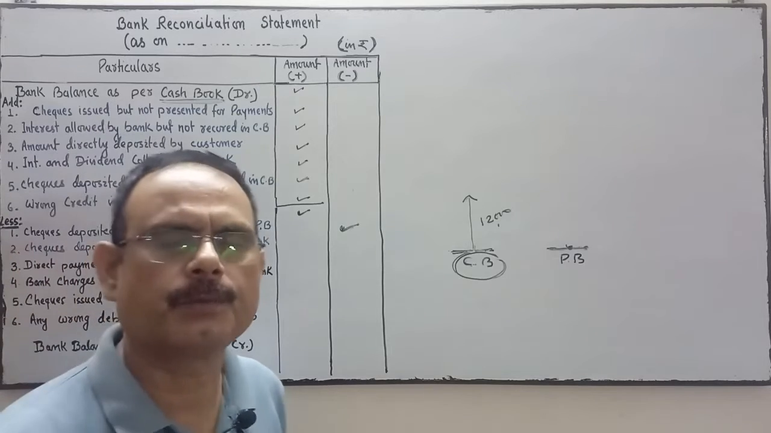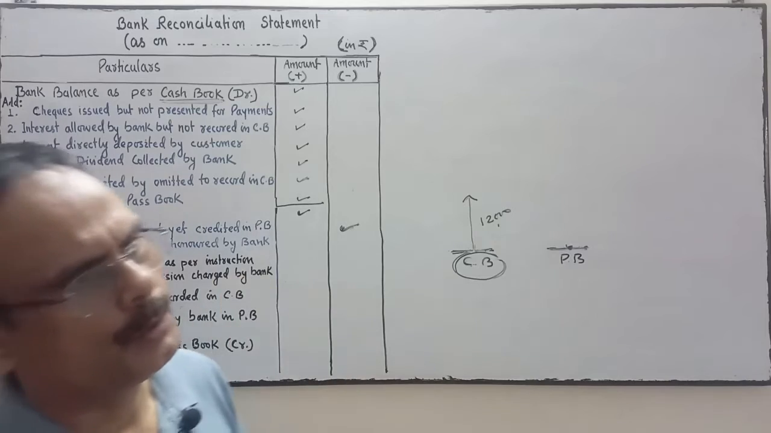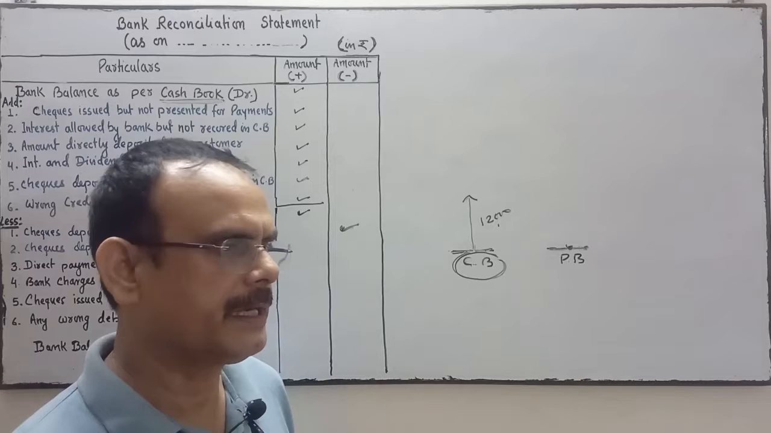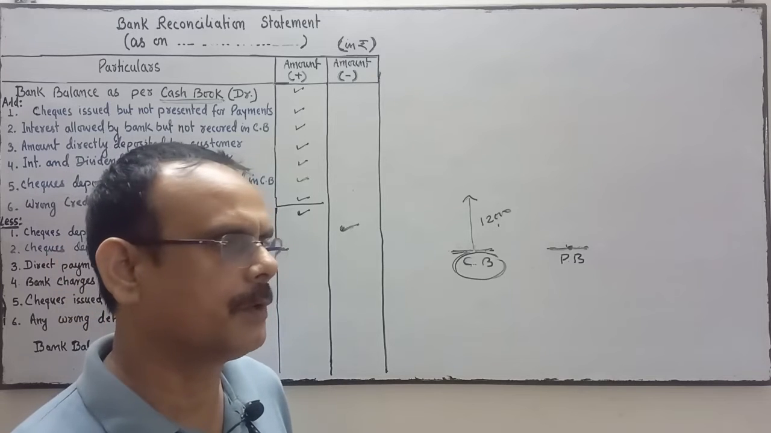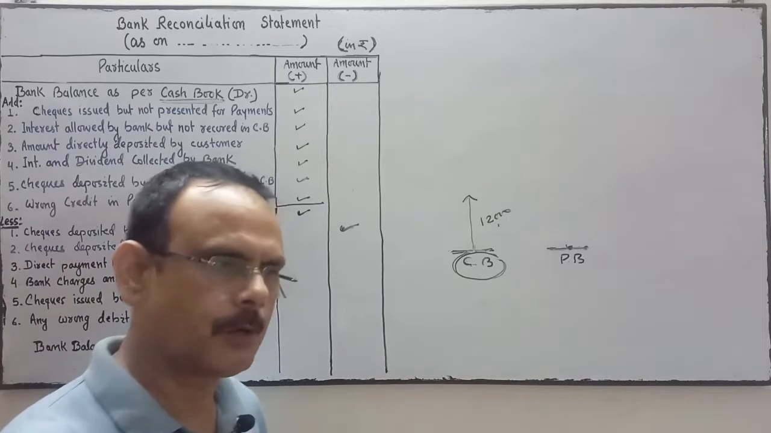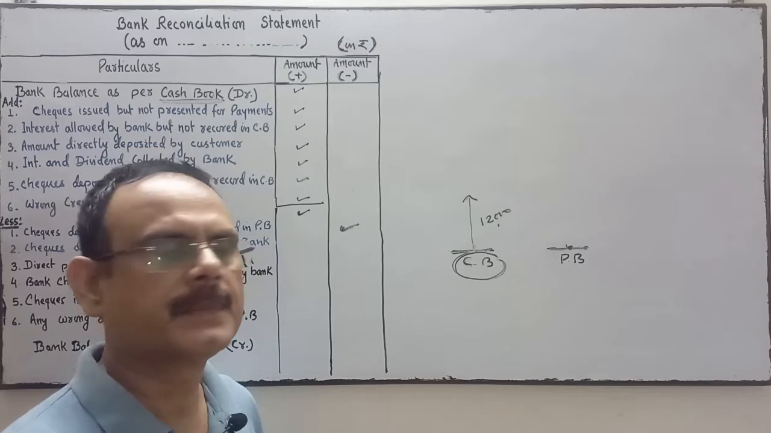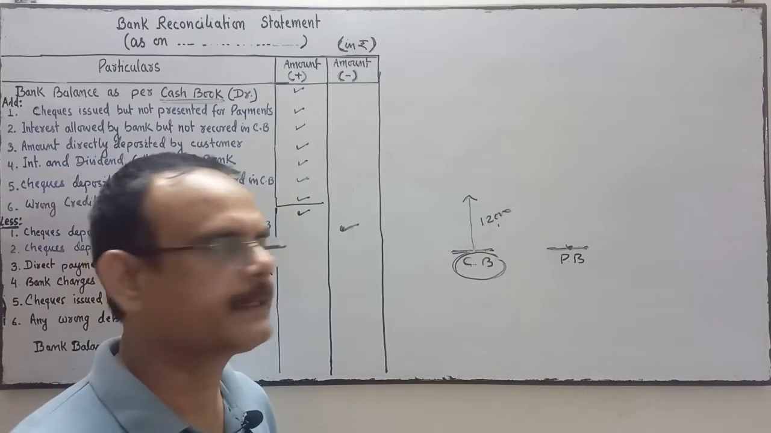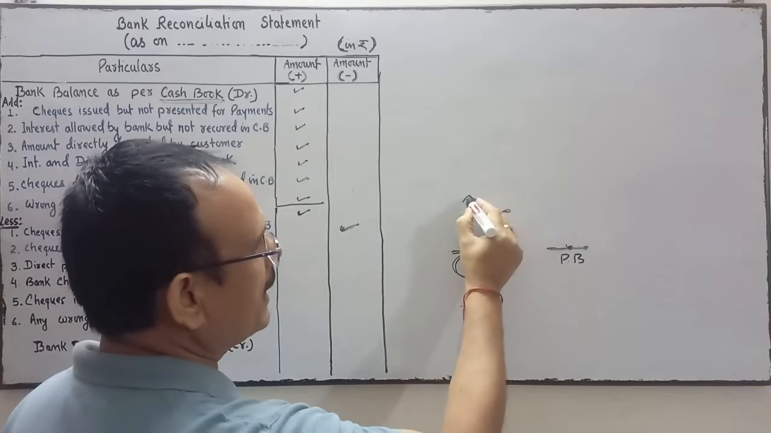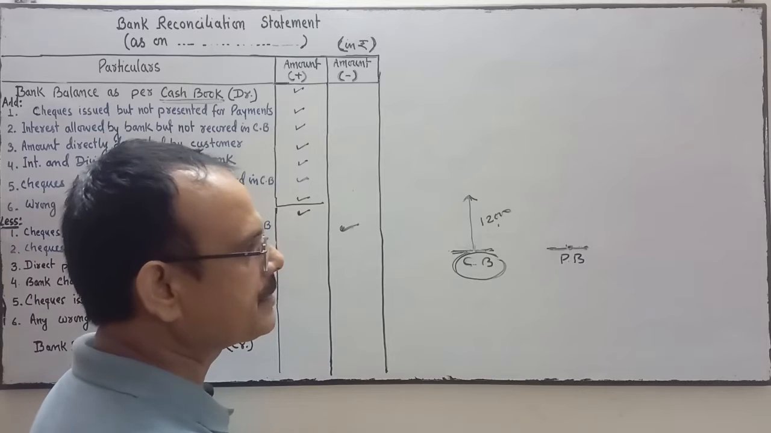Whatever the reason for dishonor, maybe overwriting is done, maybe the check is torn, maybe the date is wrong, maybe the amount in words and figures differ, or maybe the balance is not there. So if the check is deposited and dishonored by the bank, the cash book balance has increased, but the passbook balance is not increased because that check is dishonored.